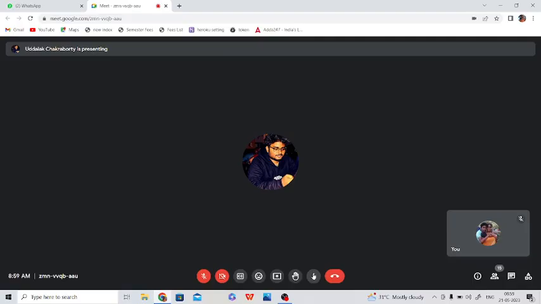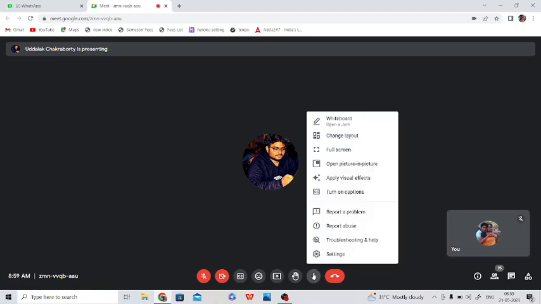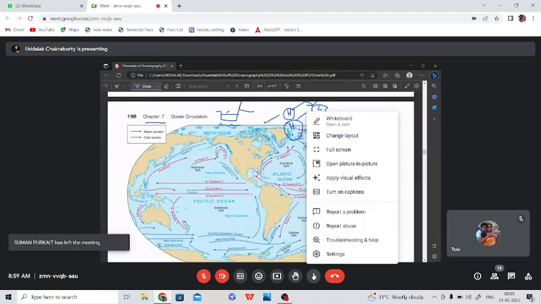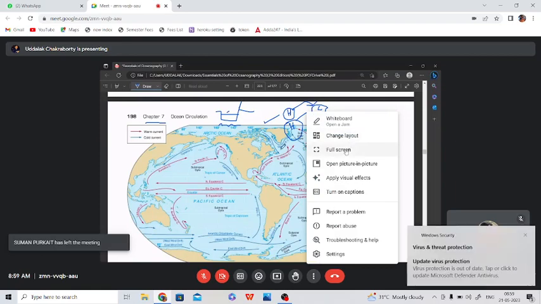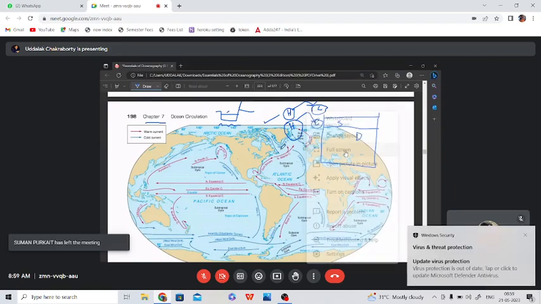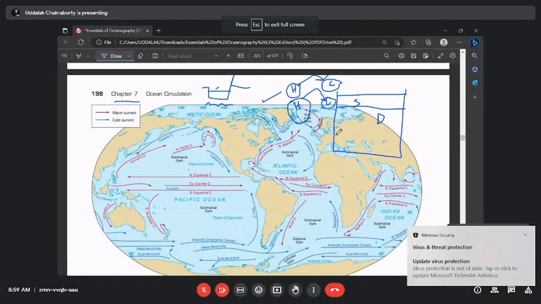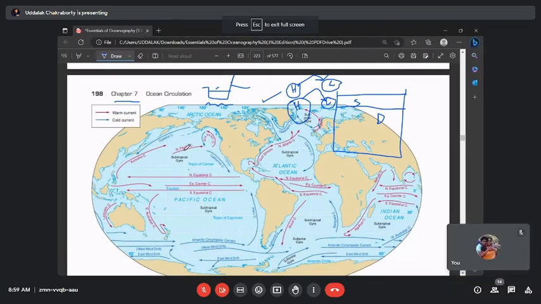Waters will travel towards the lower saline areas, right? So these two factors, one is the heat energy and one is the difference in density due to salinity. Due to these two factors, the oceanic waters have the circulation pattern.